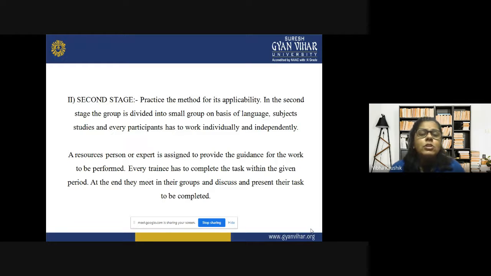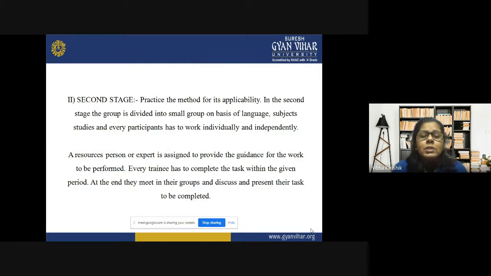In the second stage, the group is divided into small groups on the basis of the language that has been used and the subject studies on the topics which they are going to study, and every participant has to work individually and independently. Why individually and independently? Because each participant is responsible for their own learning.